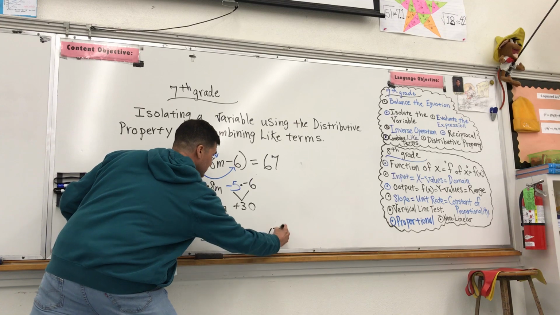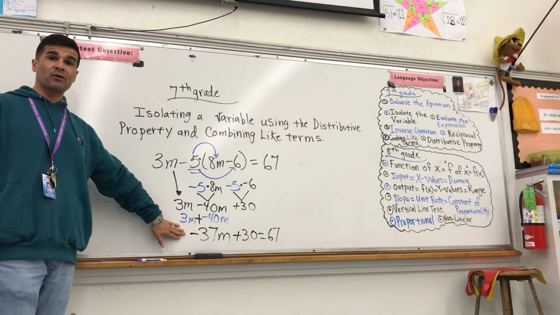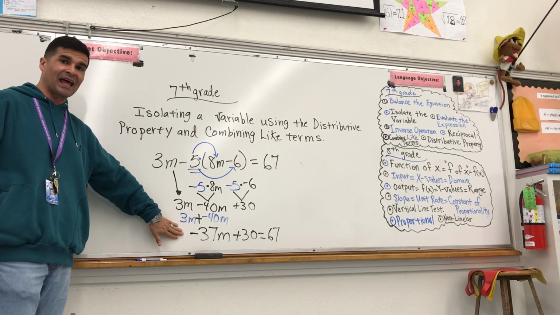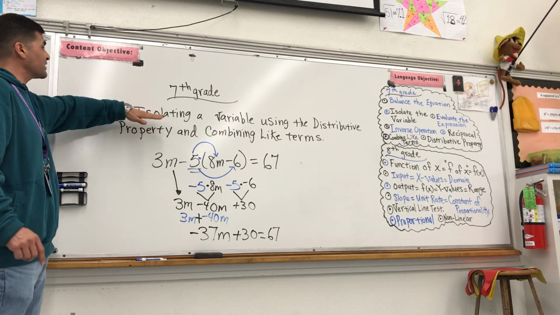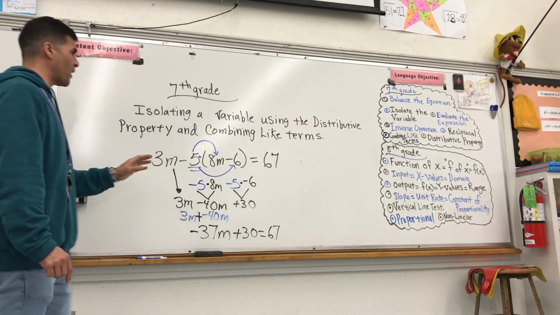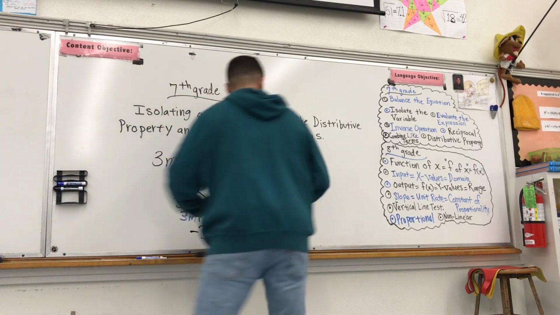is equal to 67. Now, when you get up to this point, this is a two-step equation. We've been studying these two-step equations in our class. So now we're actually going to go ahead and move to the last part. We're going to actually isolate the variable because we've already used the distributive property and we've already combined like terms. So this is going to be the really easy part.